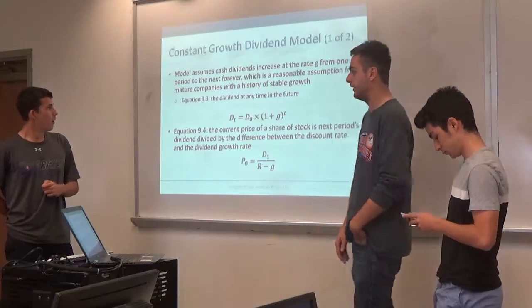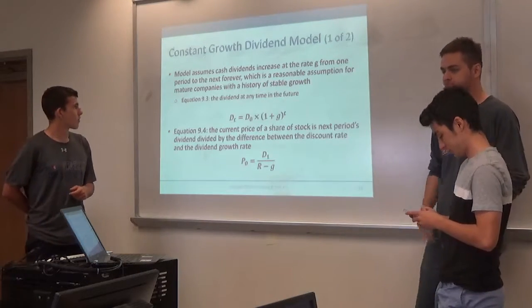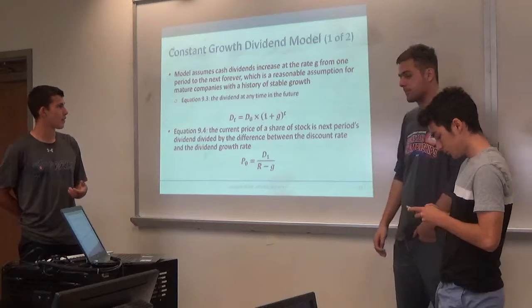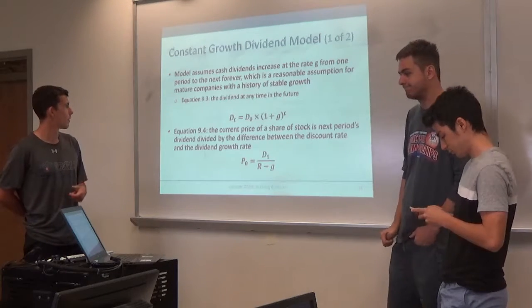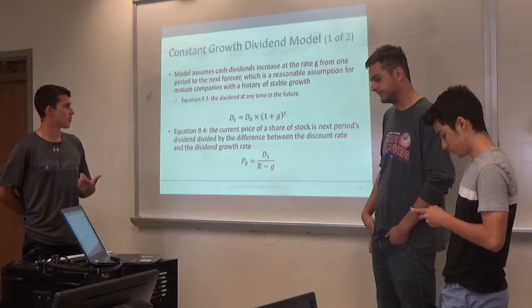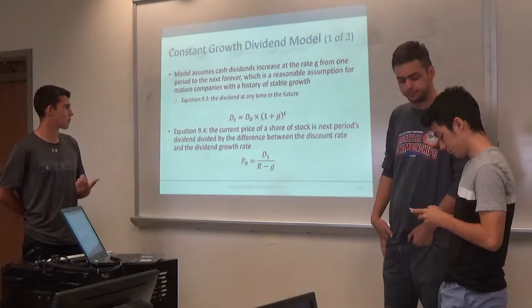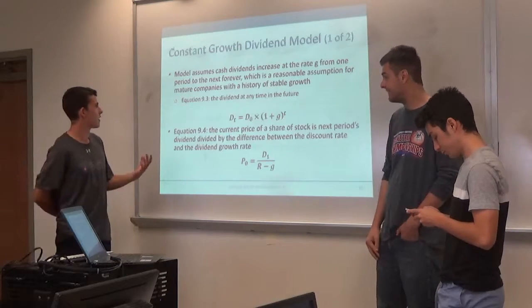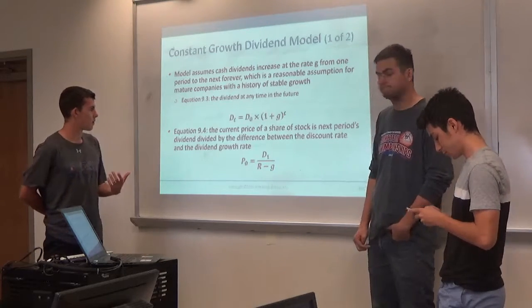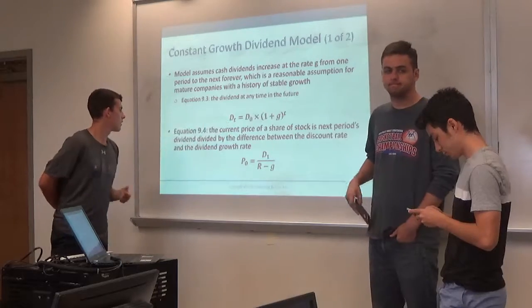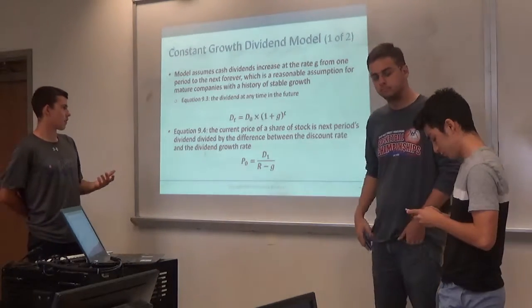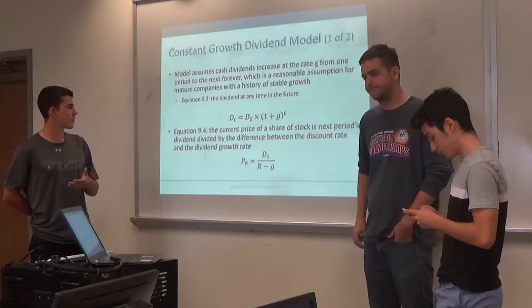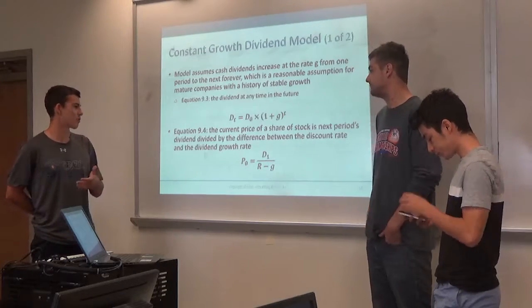Talk about that today. The constant growth dividend model. This model assumes cash dividends increase at the rate of growth from one period to the next forever, which is a reasonable assumption for mature companies with a history of stable growth. Equation 9.3 defines the dividend at any time in the future. And equation 9.4, the current price of a share of stock is the next period's dividend divided by the difference between the discount rate and the dividend growth rate.